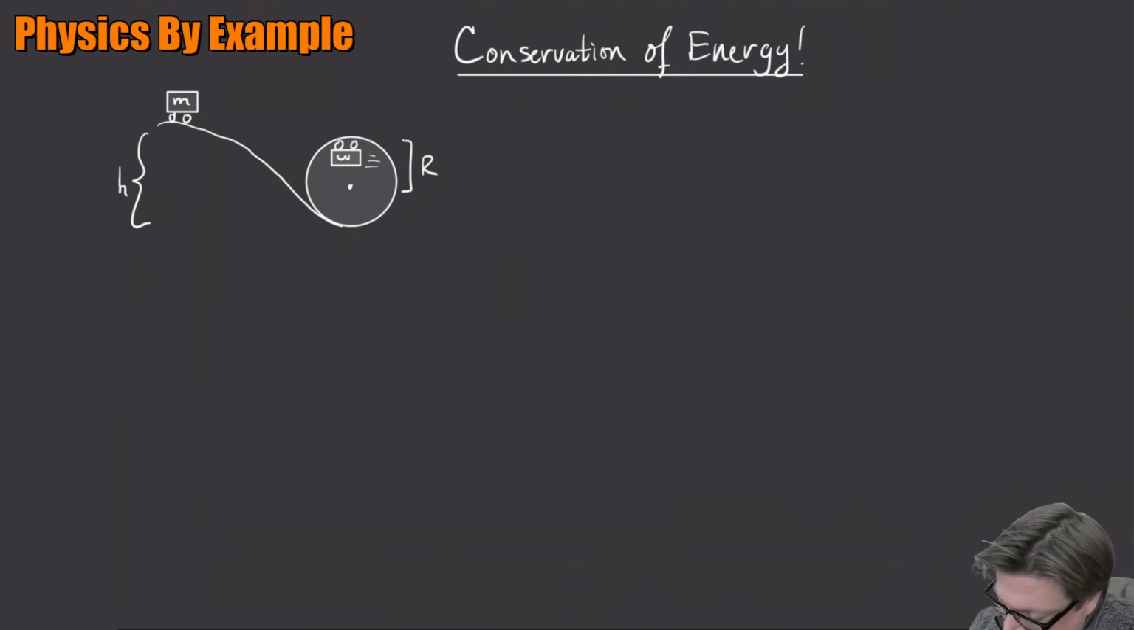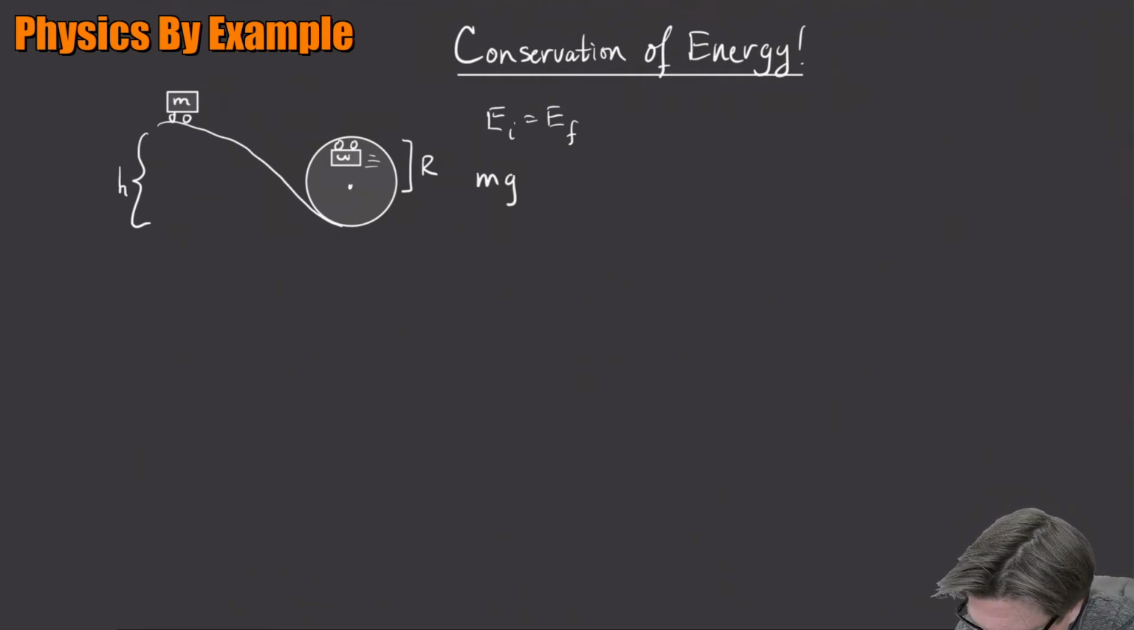So again, here we go. Initial energy is going to be equal to the final energy. And the two places where I want to look at the energy are at the very beginning. And what's happening at the very beginning? There's no springs. It's at rest. We're just starting from rest at the top of the hill. So the only thing we've got at the beginning is just mgh.